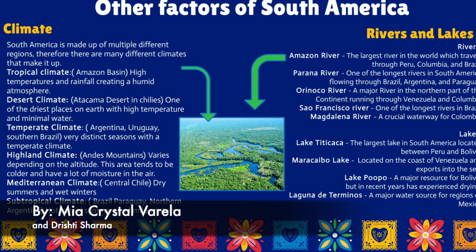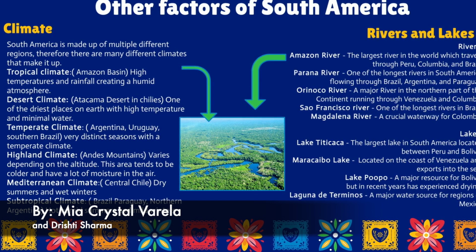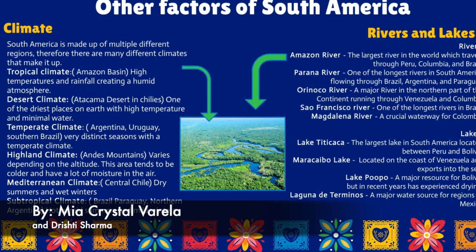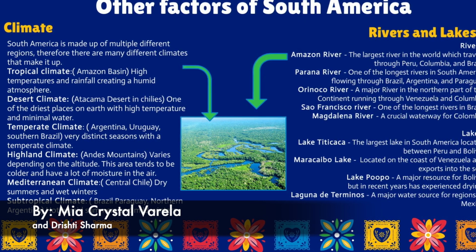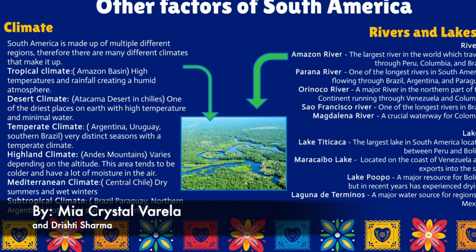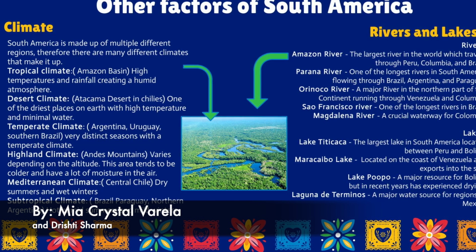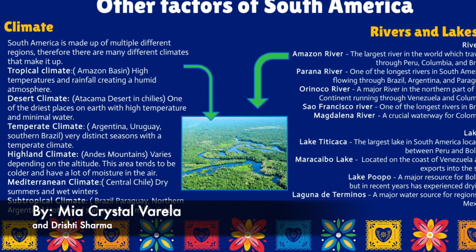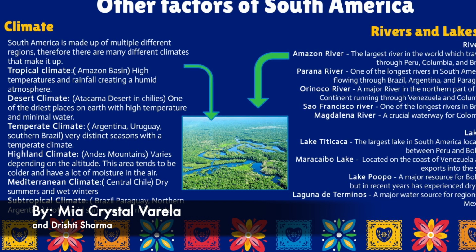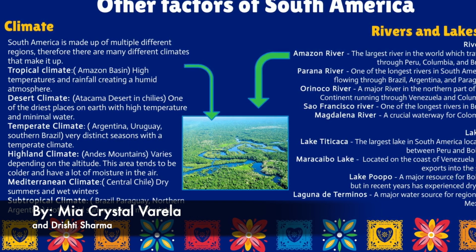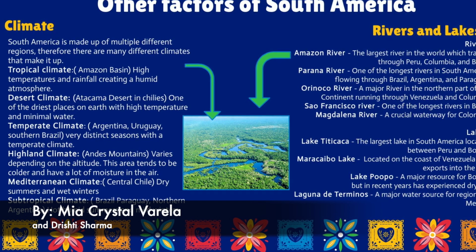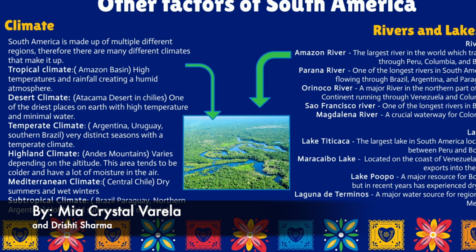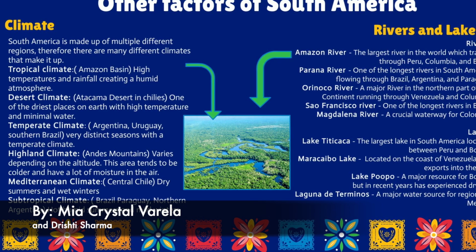On the other hand, you have rivers and lakes that make up South America, being the Amazon River, the Paraná River, the Orinoco River, the San Francisco River, and the Magdalena River. These are all waterways that flow through South America to provide to these nations that accompany it. Lakes, you have examples of Lake Maracaibo or the Laguna de Términos, which are major water sources for the regions of Latin America, varying between Venezuela, Bolivia, Peru, Brazil, etc.